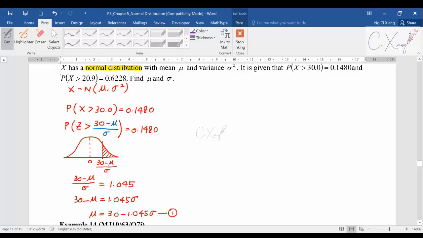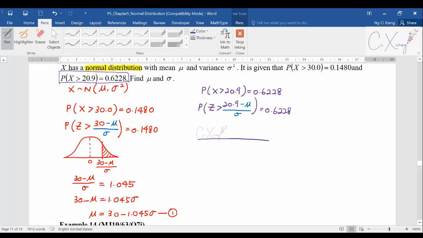If you read the question further, you see that they give you another piece of information. The second information given is P(x greater than 20.9) equals 0.6228. Again, first step, standardize it. So 20.9 minus the mean, I don't know what the mean is, divided by sigma, the standard deviation, and you get 0.6228. You need to draw a graph because this is the pattern Z greater than A equals 0.6228. So where should your A be?